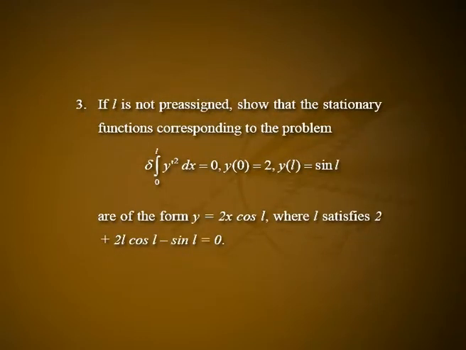Third one, if L is not pre-assigned, show that the stationary functions corresponding to the problem delta into integral from 0 to L y dash square dx is equal to 0, where y of 0 is equal to 2 and y of L is equal to sin L, are of the form y is equal to 2x into cos L, where L satisfies 2 plus 2L cos L minus sin L is equal to 0.